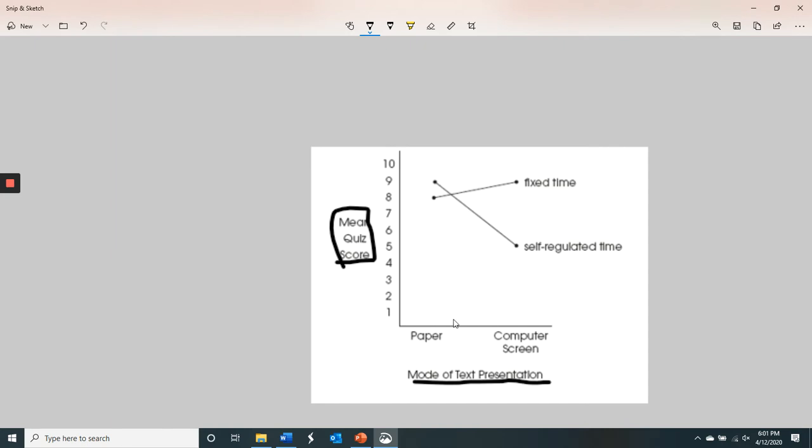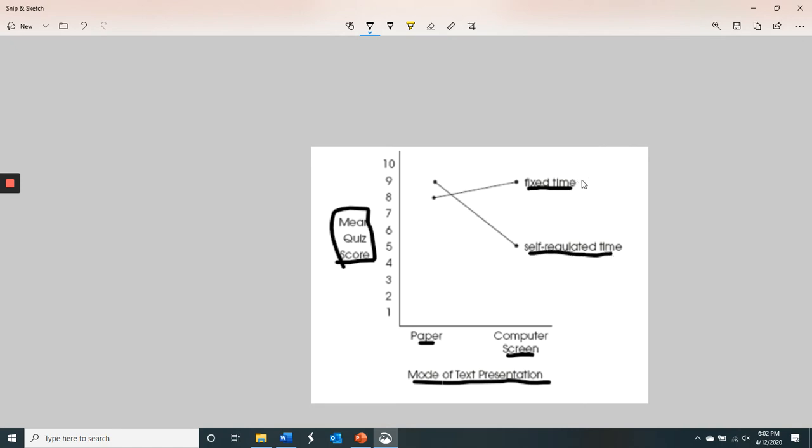And it looks like they had an IV of two different conditions, two different levels, and probably between subjects, I'm guessing, but it could be within, but I'm guessing it's between. So you have people reading the text on paper and people reading it on the computer screen. So that's our IV to see if mode of presentation affects the test score. And then time seems to be the other IV. So there's two IVs here.